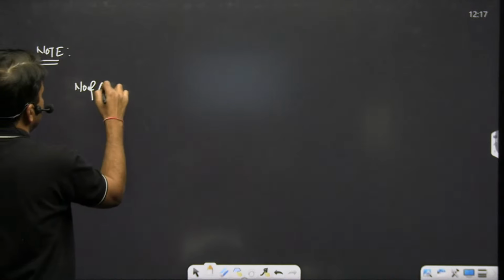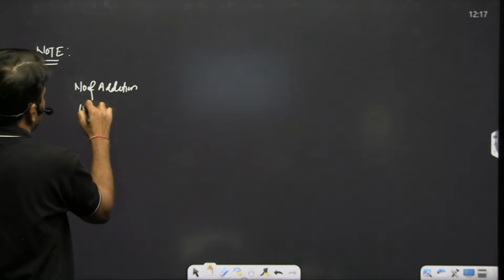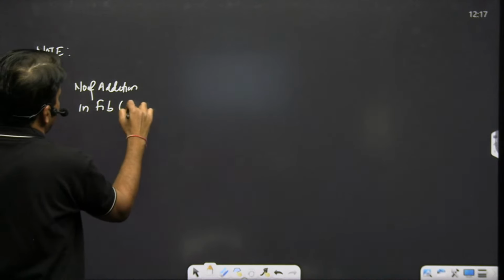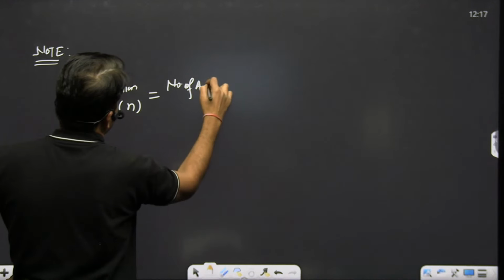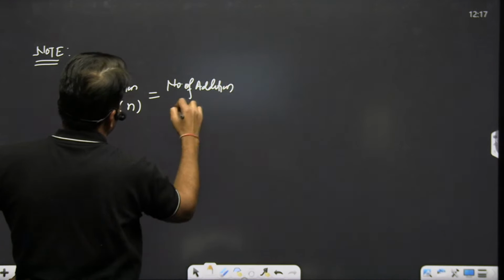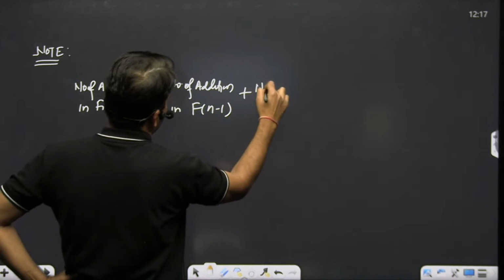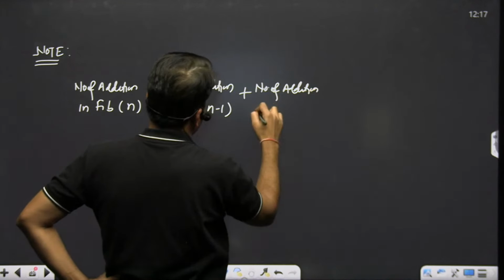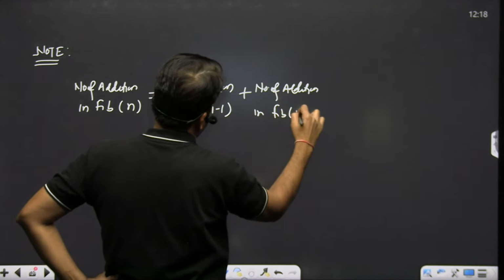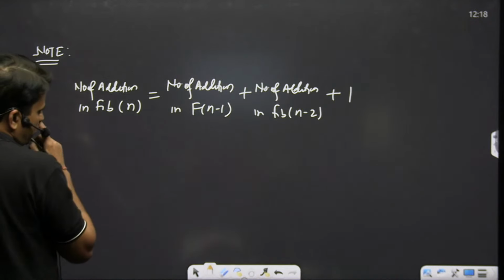Similarly, the number of additions in Fibonacci n equals what, sir? The number of additions in Fibonacci of n minus 1 plus the number of additions in Fibonacci of n minus 2 plus 1. Okay, so this is one formula, bache.